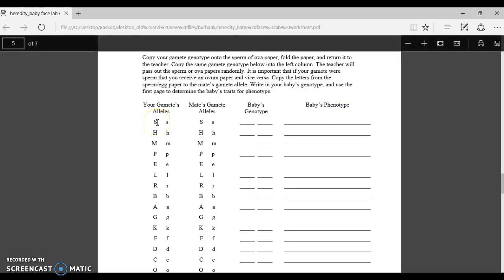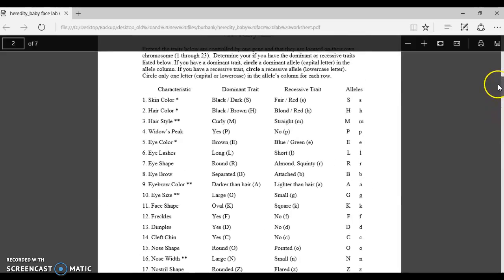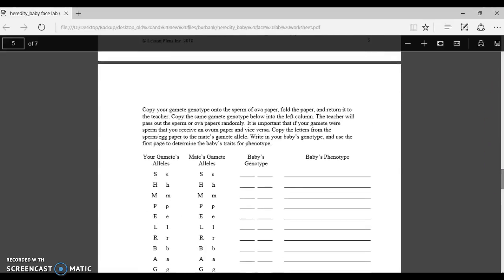Let's look real quick at our example. Let's pretend that you had a dominant S and your partner had a dominant S. What would that look like? So we go to page 1 to decide. So it would be skin color, and you'd be saying, well, your baby's going to be dark. So that would be your phenotype, brown or dark skin. So right here on phenotype, you would put dominant S, brown or dark skin. And then you do that for H. I'll show you one more time.